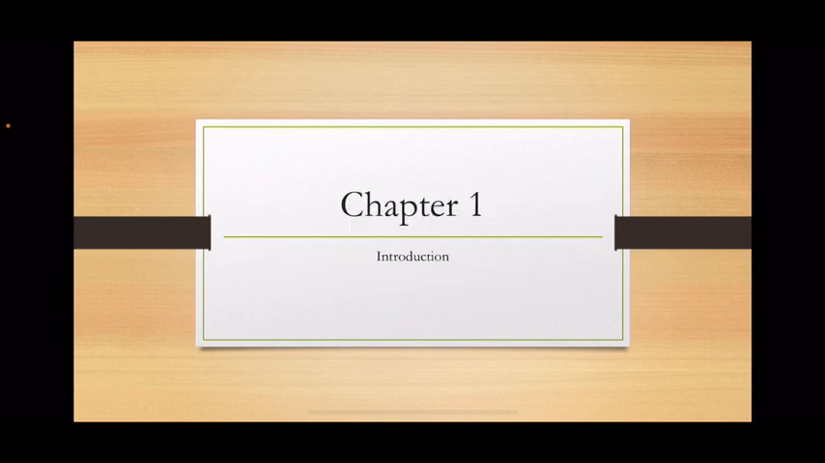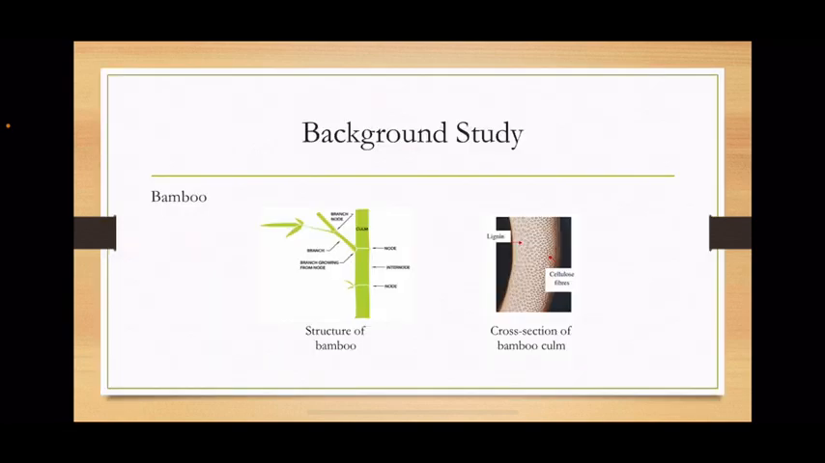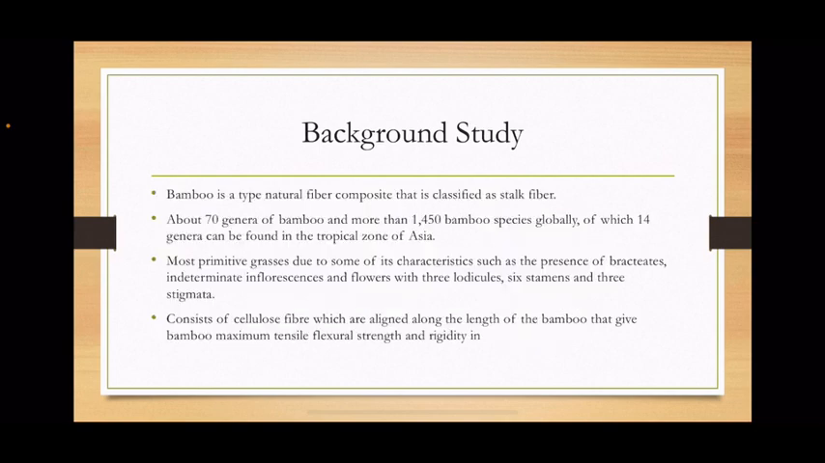Then for chapter 1, introduction. For the background study, we can see the structure of the bamboo and the cross section of the bamboo culm that have been shown in the figure. So bamboo is a type of natural fiber composite that is classified as stalk fiber.